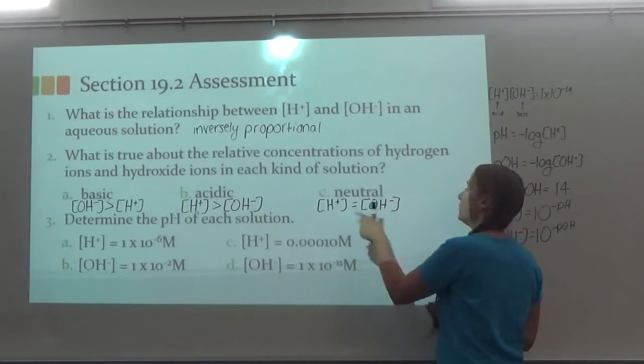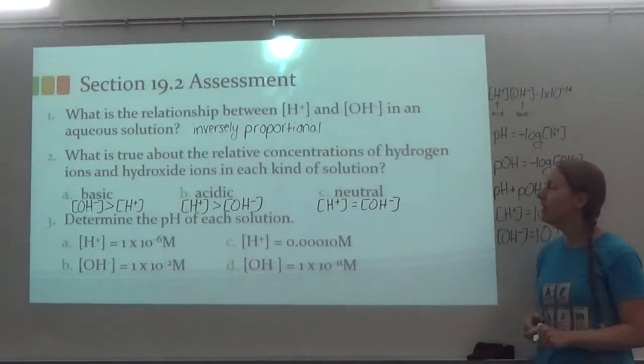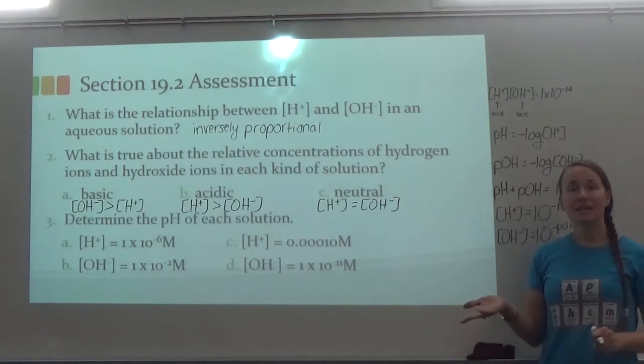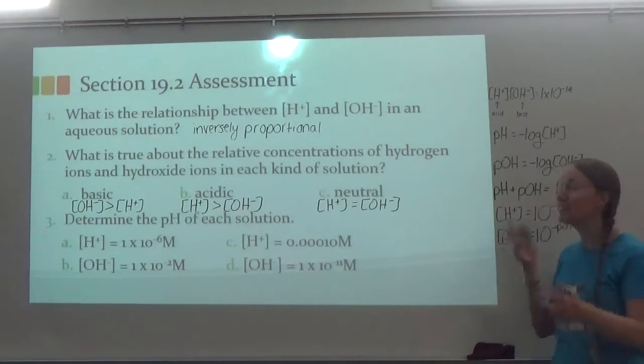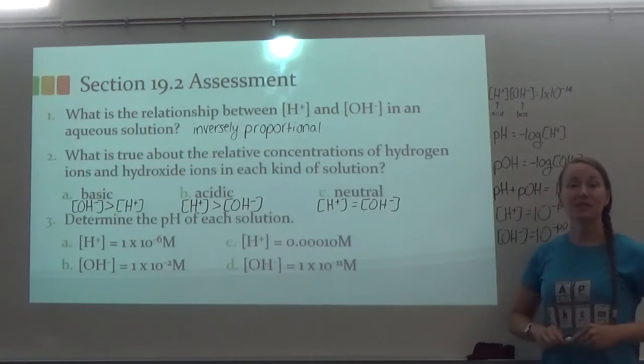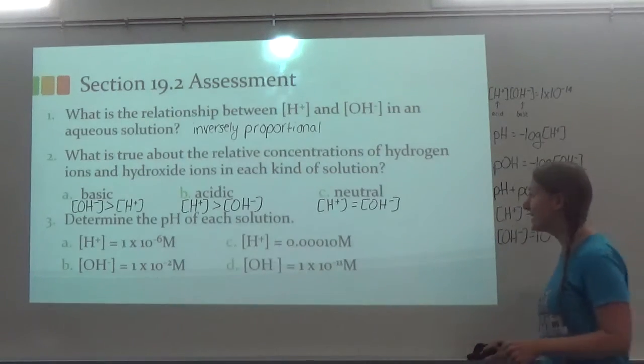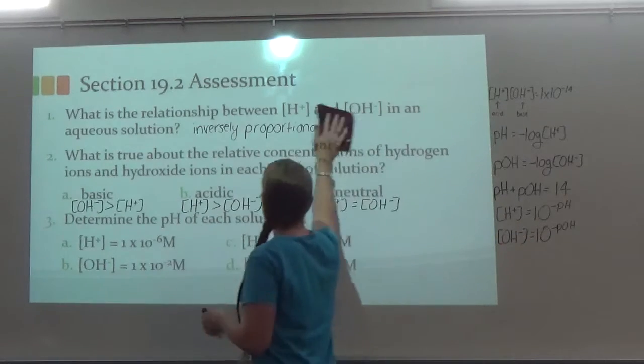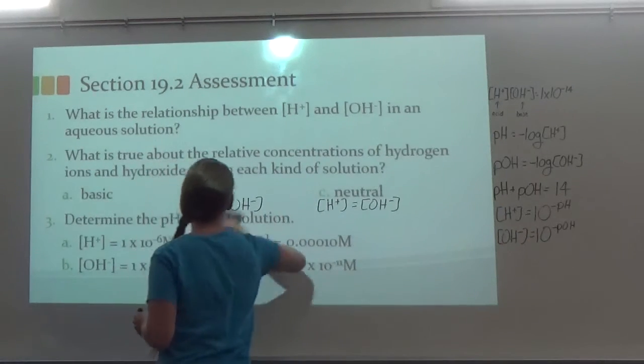And remember, it does not equal 0. They equal 1 times 10 to the negative 7, which I know is a super tiny number, but it's not 0. Alright, so number 3, we're jumping back into some calculations. So I have the pH square on the next slide also, so I'm going to erase these answers as we kind of go back and forth.